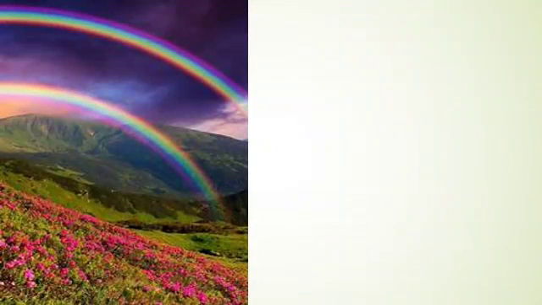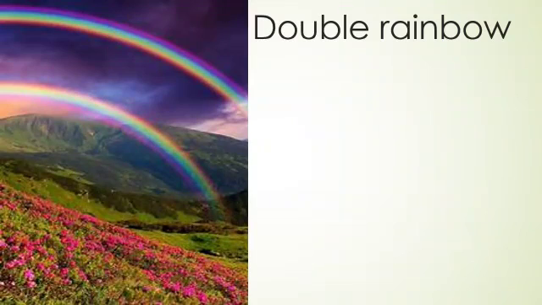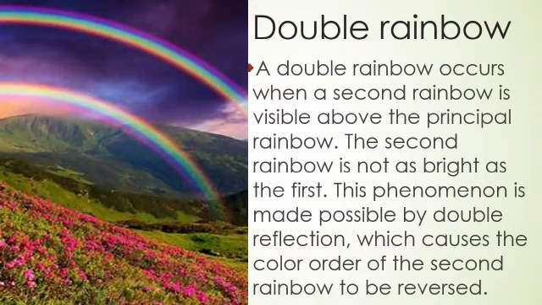Have you seen two rainbows at the same time? We call them a double rainbow. A double rainbow occurs when a second rainbow is visible above the principal rainbow. The second rainbow is not as bright as the first. This phenomenon is made possible by double reflection, which causes the color order of the second rainbow to be reversed.